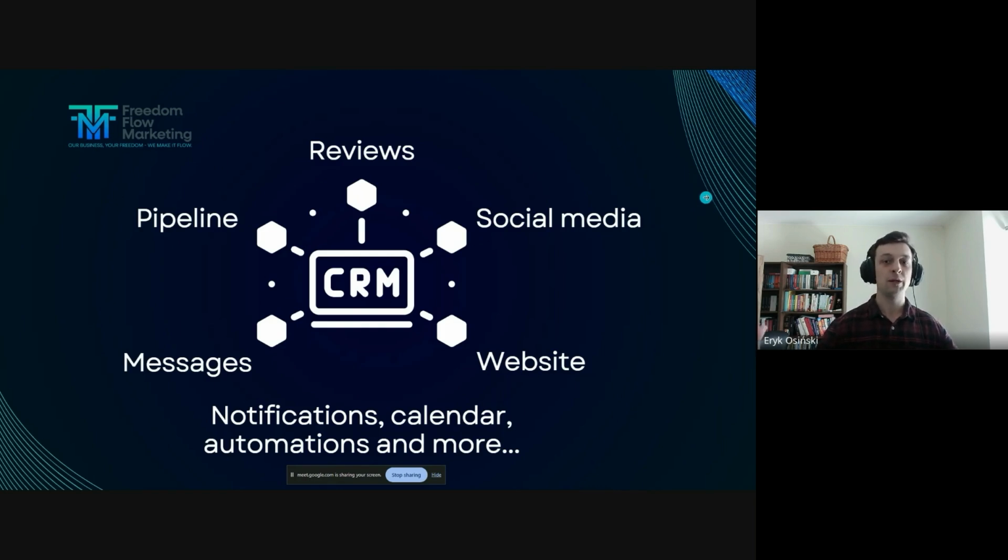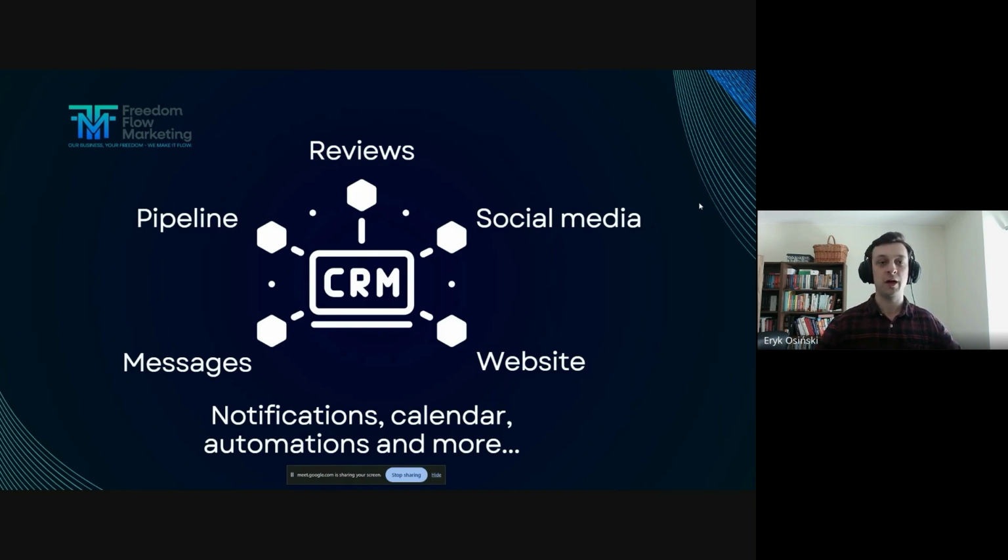You have one hub that contains all of your incoming messages. That includes email, WhatsApp, Facebook, Instagram, SMS, and so on. And you can also manage your website in one place. On top of it, you also have automated notifications, calendars, automations, and more. And so here is what a good CRM should look like.